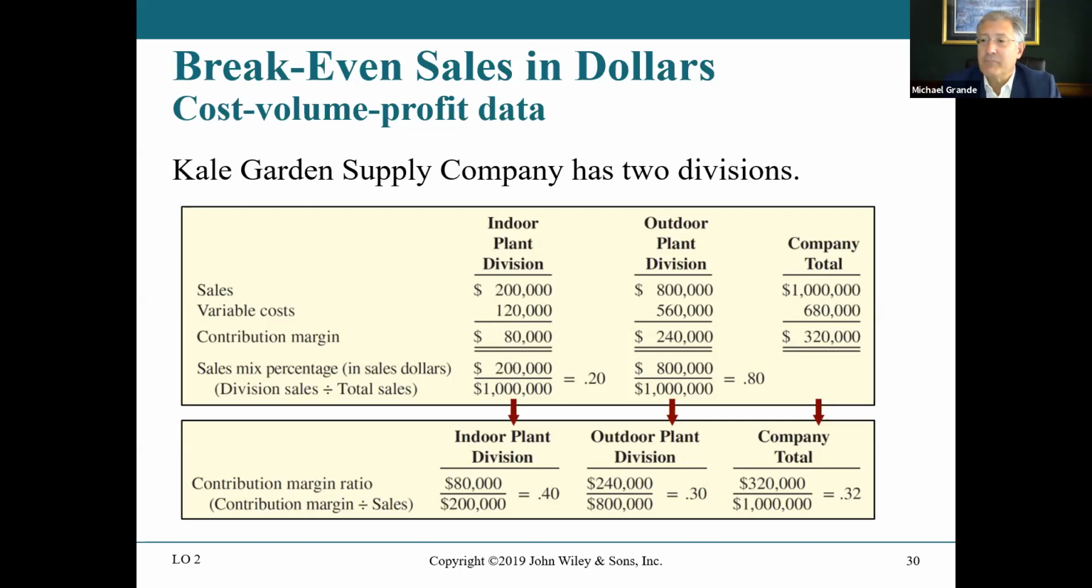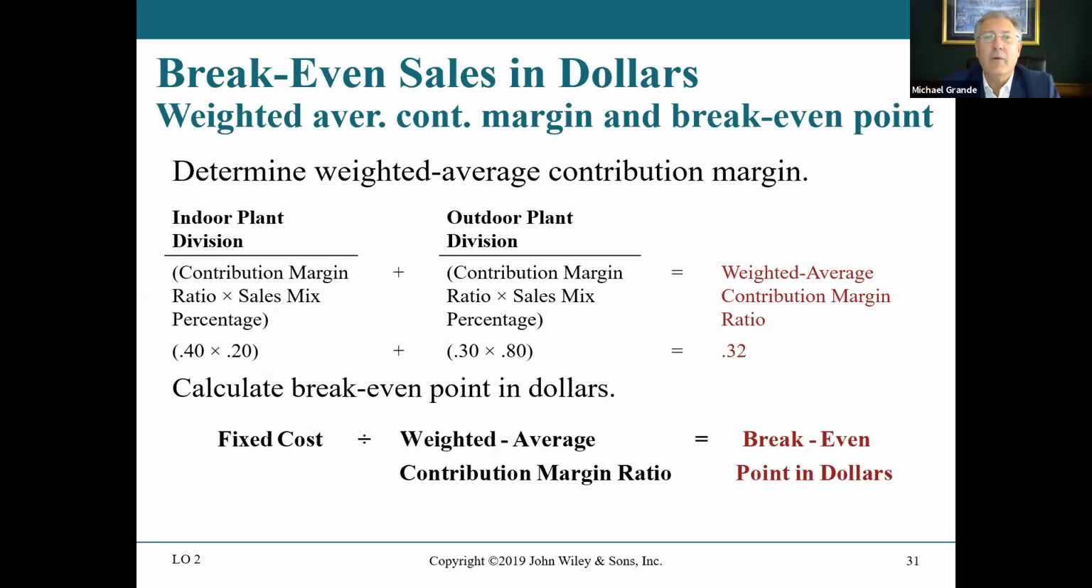It's at 30%. So when we calculate the weighted average contribution margin ratio, we take the total contribution margin, that is the combined contribution margin, and divide it by the total sales. So in this case, 32%. So we want to calculate the break-even point in dollars. That formula, very similar, fixed cost divided by the weighted average contribution margin ratio.